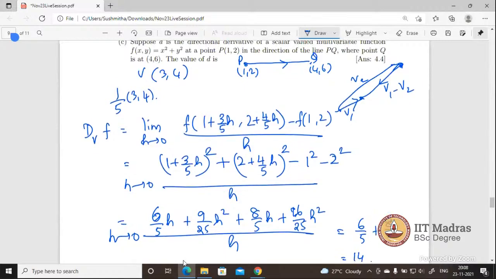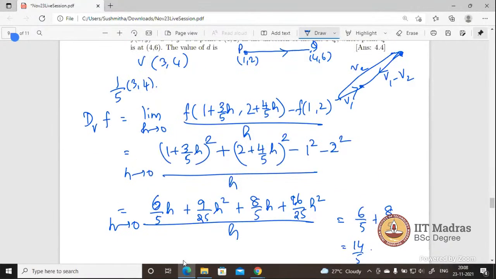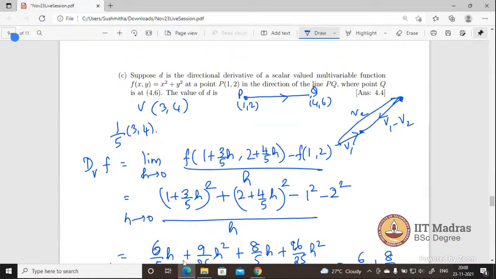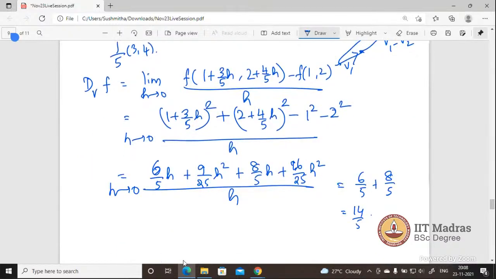Correct, ma'am. Is 14 by 5 equal to 4.4? No, it is not. Did I get 14 by 5? 3 twos are 6.